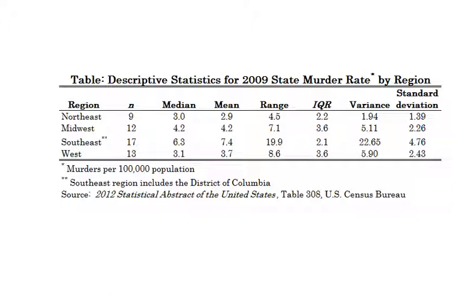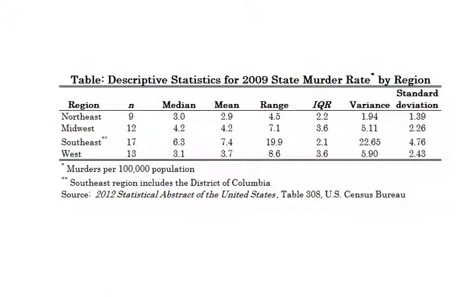The first thing to notice is what a typical state looks like for each of these 4 regions. We'll examine the median and mean in this table to answer this question. In terms of median, we see the Northeast and the West have what appear to be the lowest murder rates, while the Southeast has clearly the highest. This same picture is presented when we look at the mean.